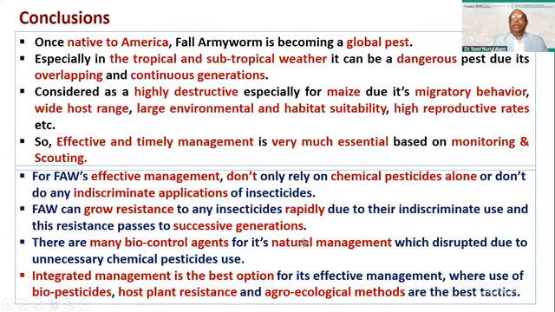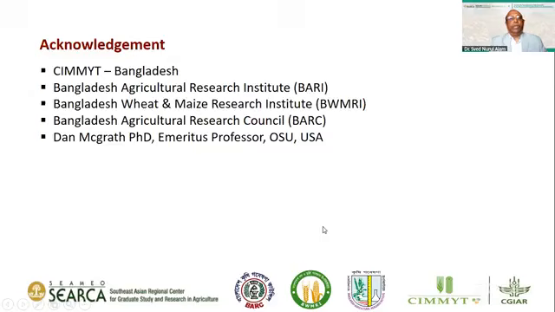Don't rely on chemical pesticides because there are lots of biocontrol agents. So we must go for integrated pest management, with biopesticides, host plant resistance and agroecological management, which is actually followed by these talks.